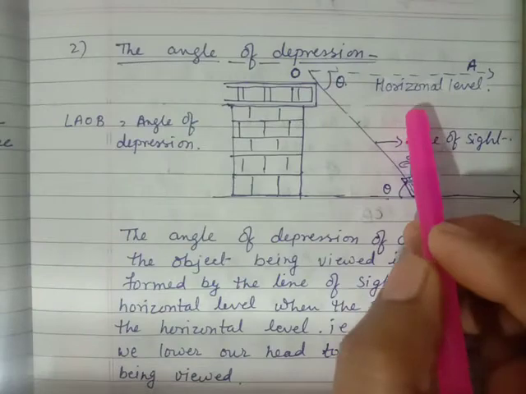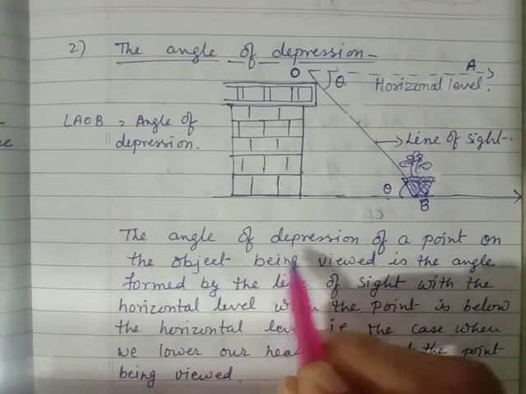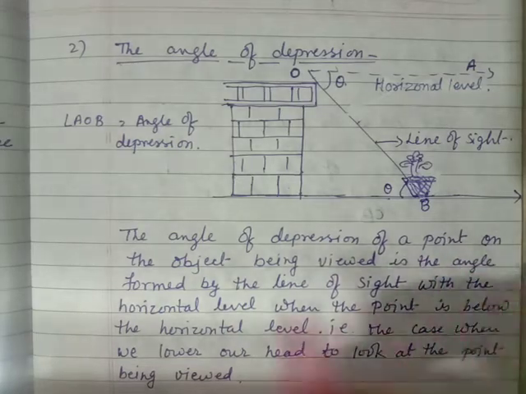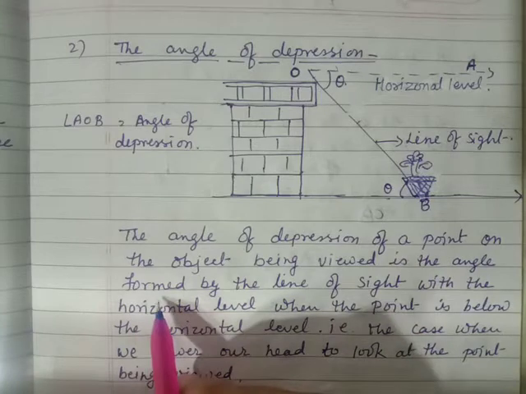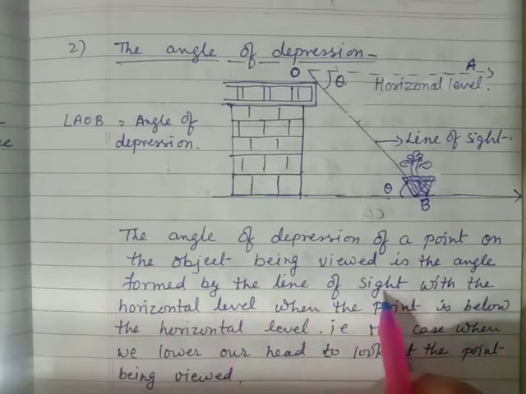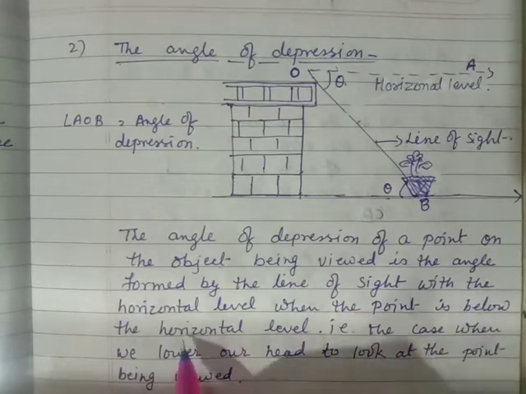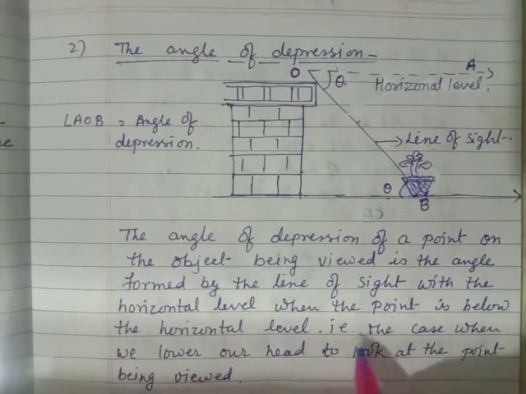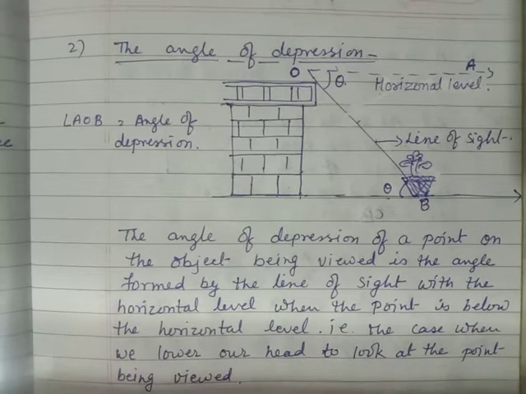Now the angle of depression. What is the angle of depression? The angle of depression of a point on the object being viewed is the angle formed by the line of sight with the horizontal level when the point is below the horizontal level. That is the case when we lower our head to look at the point being viewed.